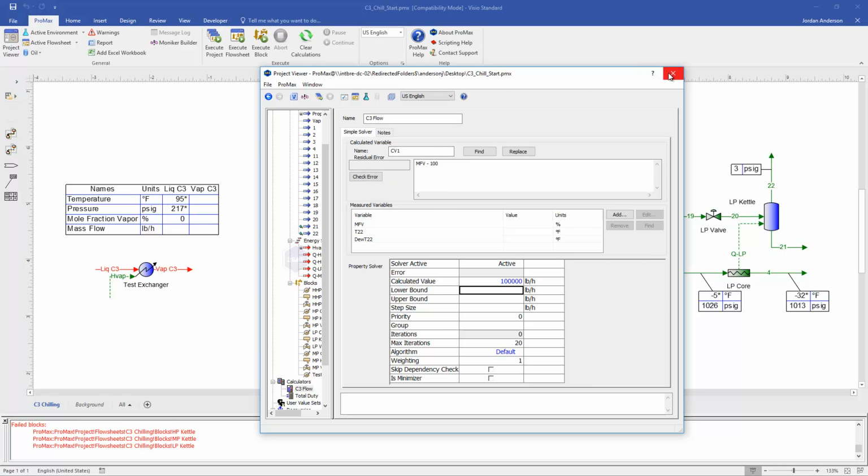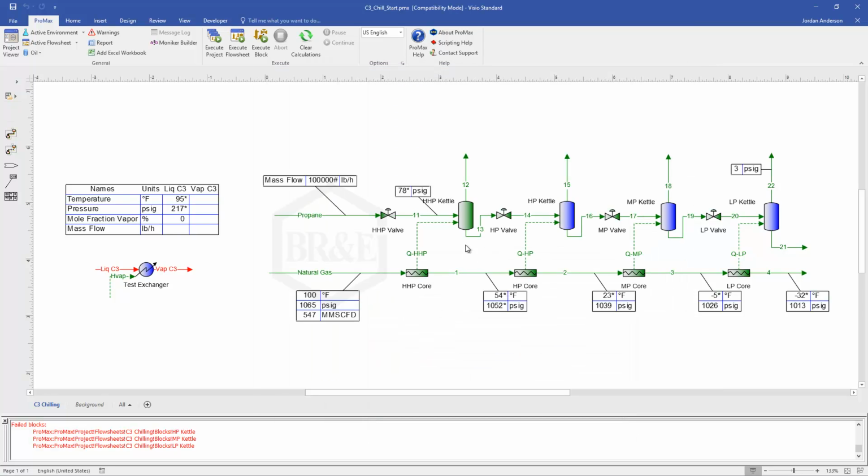When I click execute, if we go back to the page, we'll see that that number didn't change and that some of these blocks stayed blue. If we look at our warnings at the bottom, we'll see that those blocks have actually failed, and that failed the solver and kept the solver from finding a final solution. The reason for that is we started with such a low guess that all of the propane vaporized in this first kettle, and so we actually have 0 flow going to the next 3 kettles.